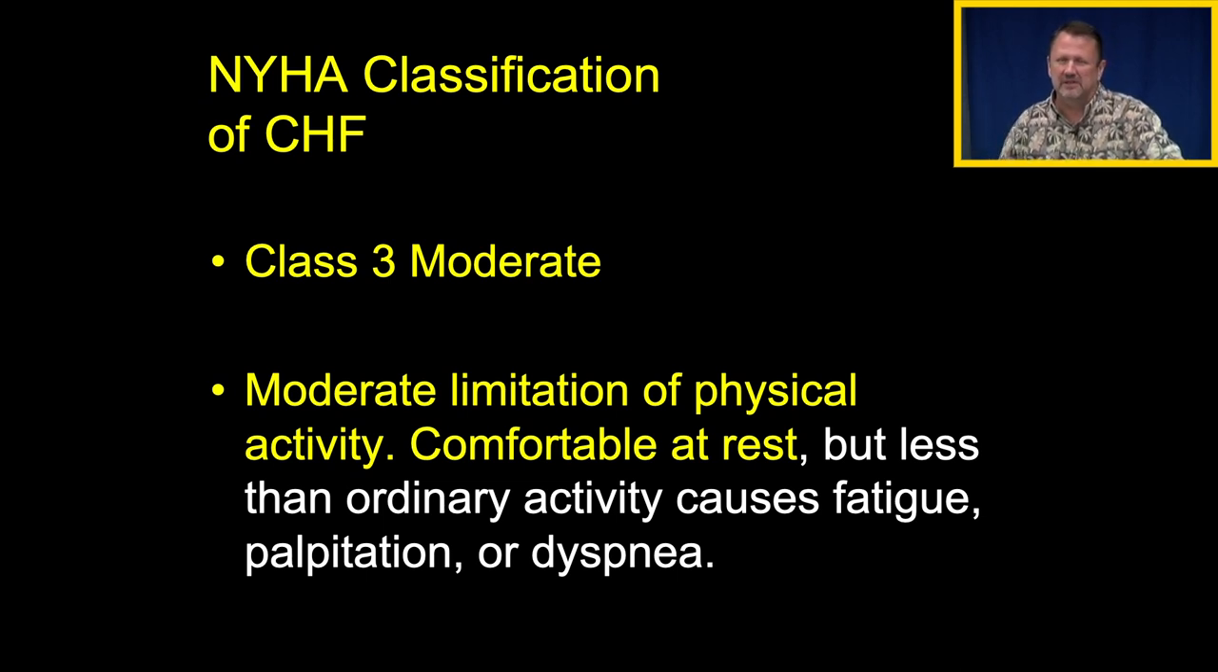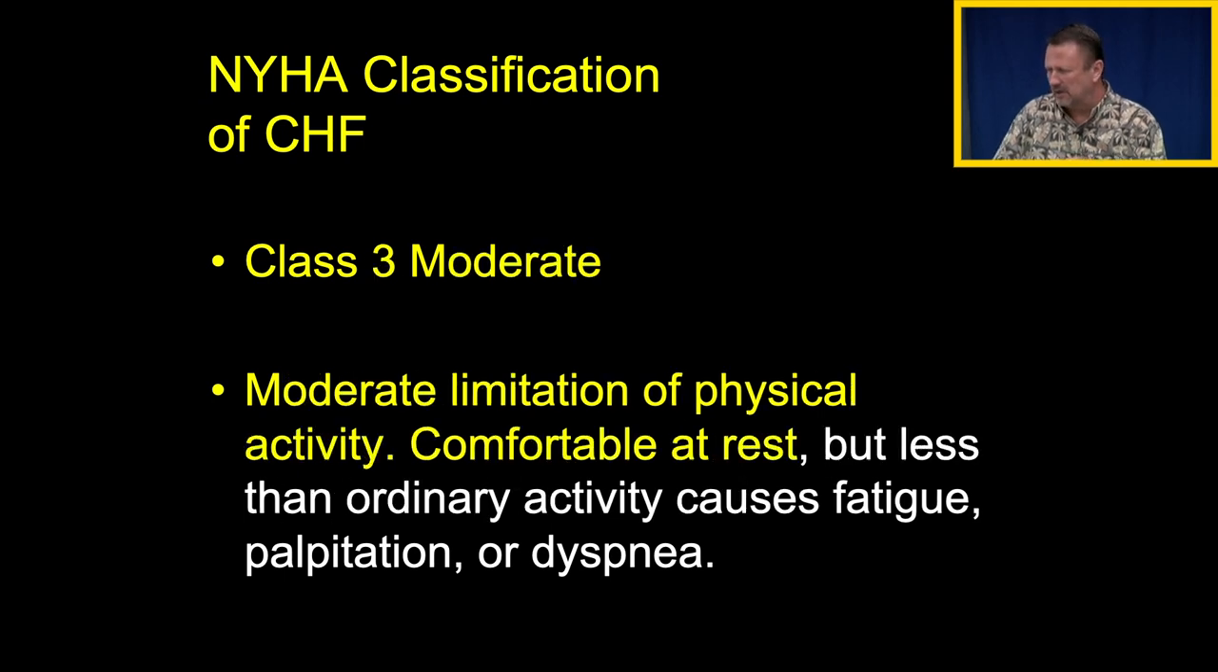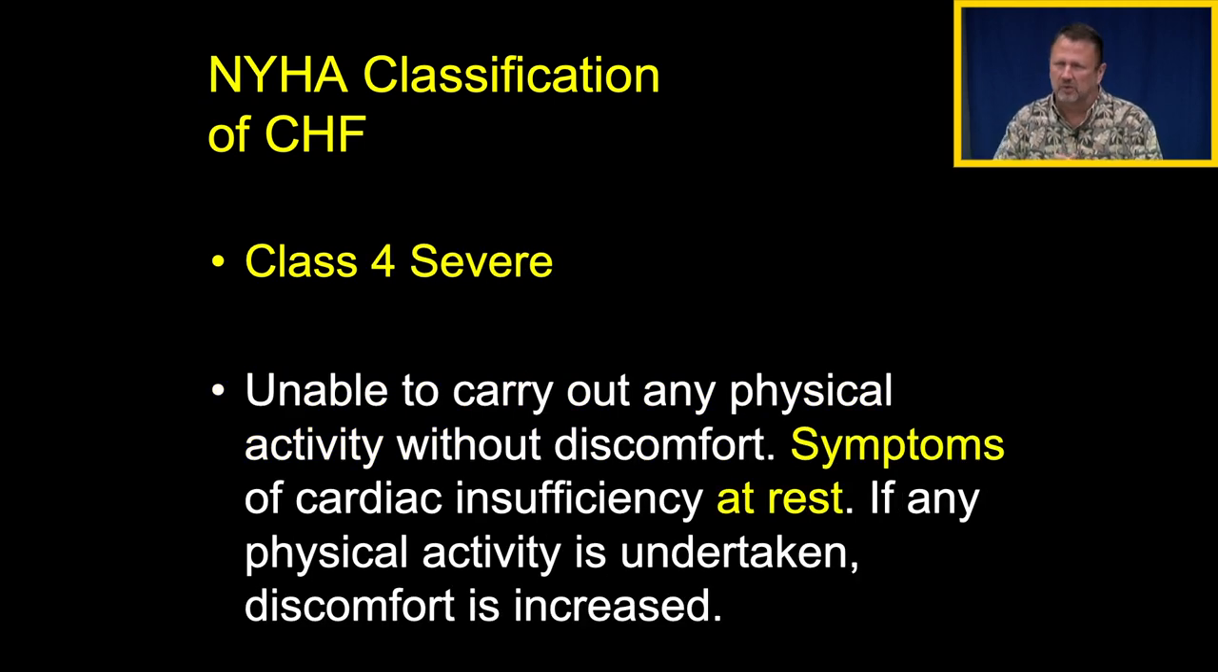The only difference is their limitation of physical activity due to the congestive heart failure, moderate or mild. And so if you can remember it that way, it'll be easier to remember than 1 is this paragraph and 2 is that paragraph. Because that's not what I need you to memorize. I need you to remember that class 2 and class 3 are limitations of physical activity between moderate and mild, but they are comfortable at rest, and then class 4, they're symptomatic at rest regardless.